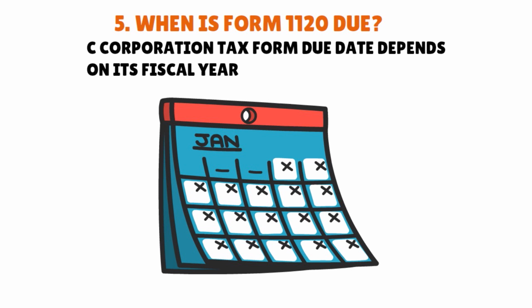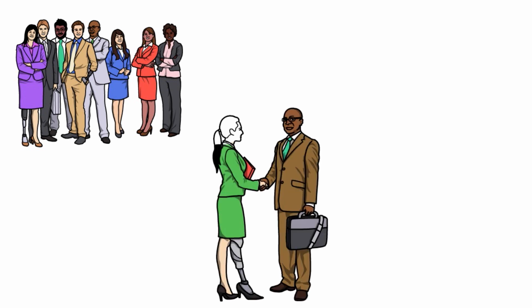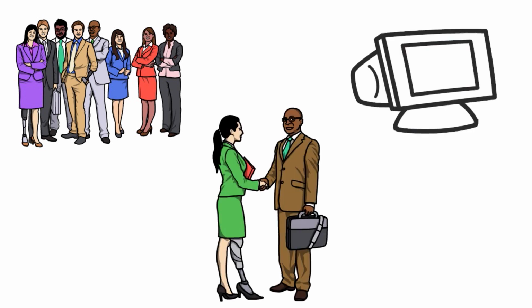So a calendar year tax-paying C corporation files its Form 1120 by April 15th. There is an exception for C corporations with June 30th year ends. They must file by September 15, only 3 months after the fiscal year ends. All right, let me give you a few pro tips here. Please incorporate a tax prep team in your corporate tax return, hire a CPA, or use business tax software.